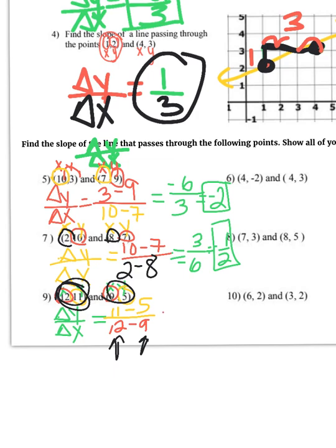Okay, so let's do some subtraction. 11 minus 5 is 6. 12 minus 9 is 3. 6 divided by 3 can simplify down to 2. I don't know why that's not writing, sorry. 6 divided by 3 can simplify down to 2. So the slope of that line that goes through 12, 11, and 9, 5 is 2.